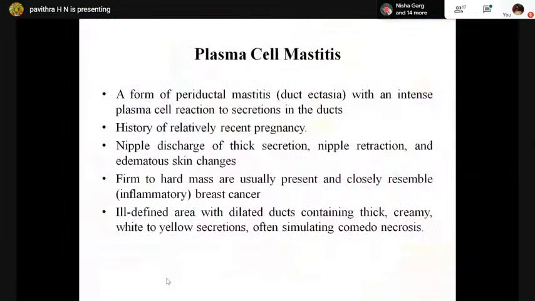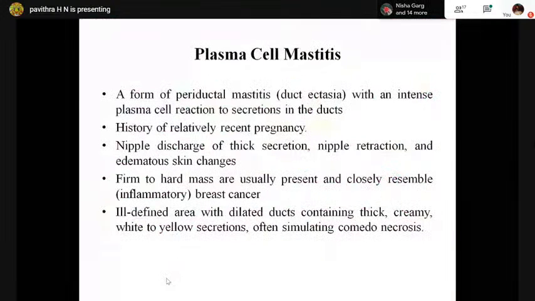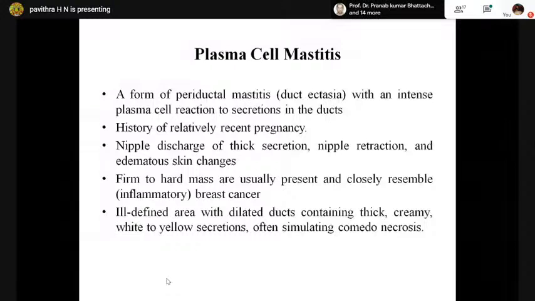Then plasma cell mastitis. This is a form of periductal mastitis or duct ectasia with an intense plasma cell reaction to the secretions in the ducts. The patient usually gives a relatively recent history of pregnancy, and they may have nipple discharge, nipple retraction, or edematous skin changes. They present with a mass in the breast.